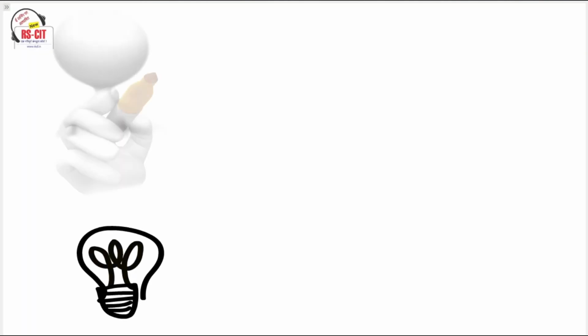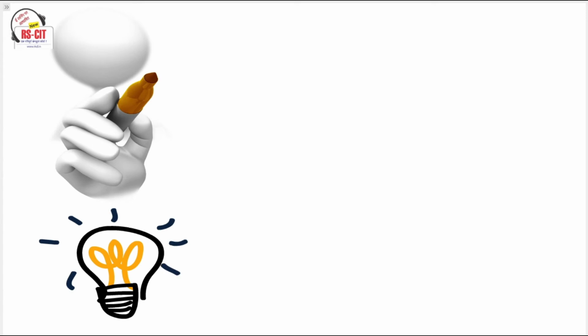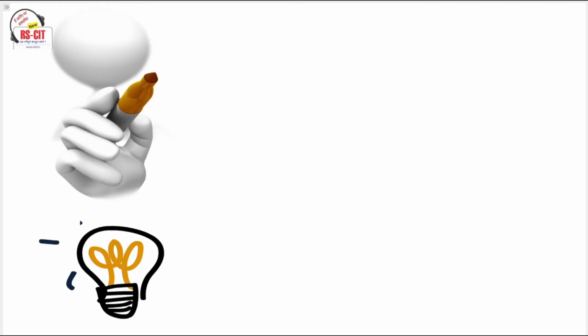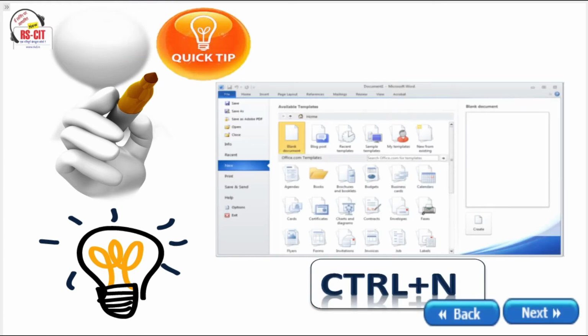Do you know, if you have opened a file recently, you can also access or open it using the Recent Documents list. Just click on the File tab, select Recent, go to the desired file name and click on it. Do you know, you can also create a new document by pressing Ctrl N.